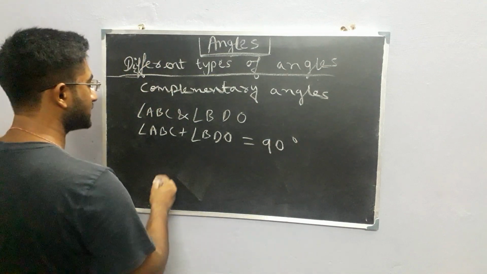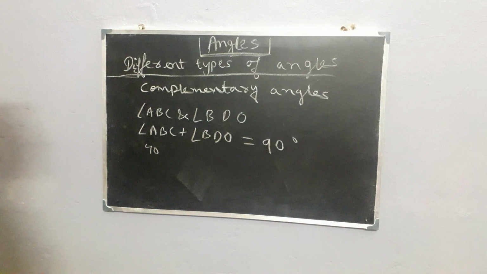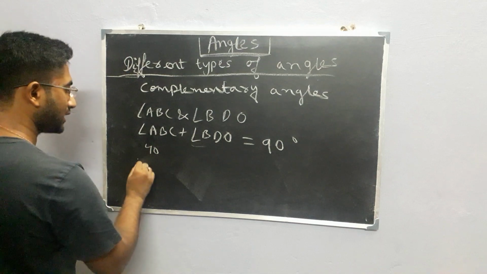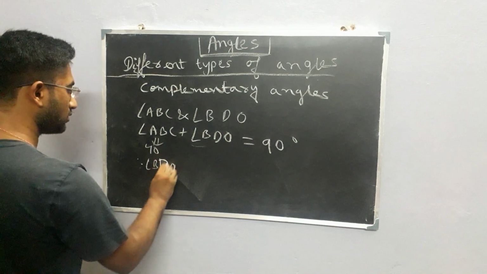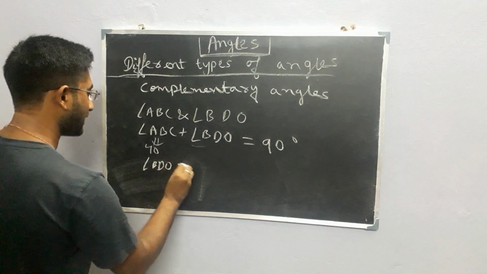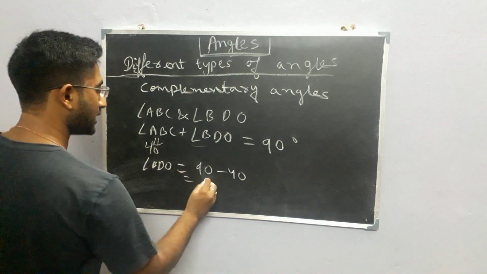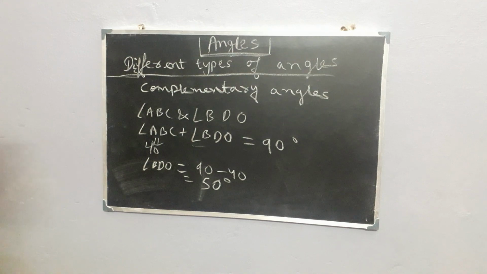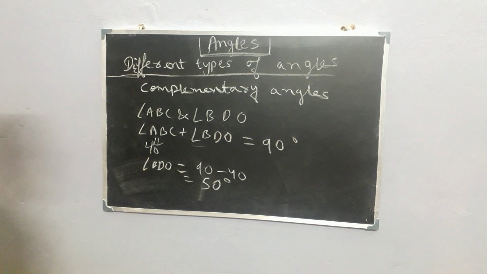Now if one angle is given to me as 40 degrees, find the complement of angle ABC. That means indirectly they are asking you to find the value of angle BDO, because these two are complement to each other, and one of them is 40 degrees. Therefore, what will be angle BDO? Keeping this as the subject, it is 90 minus 40, which is 50 degrees. So the complement of angle ABC is angle BDO, which is equal to 50 degrees. So these are complementary angles. The sum is 90 degrees.